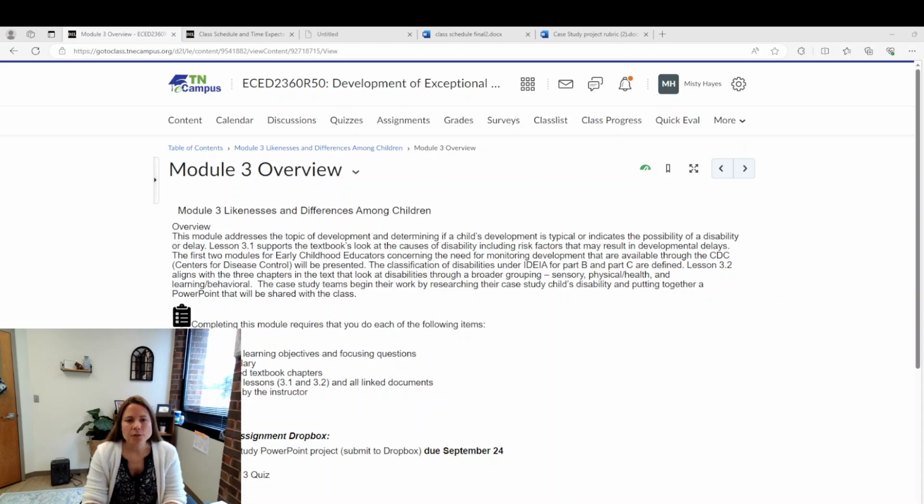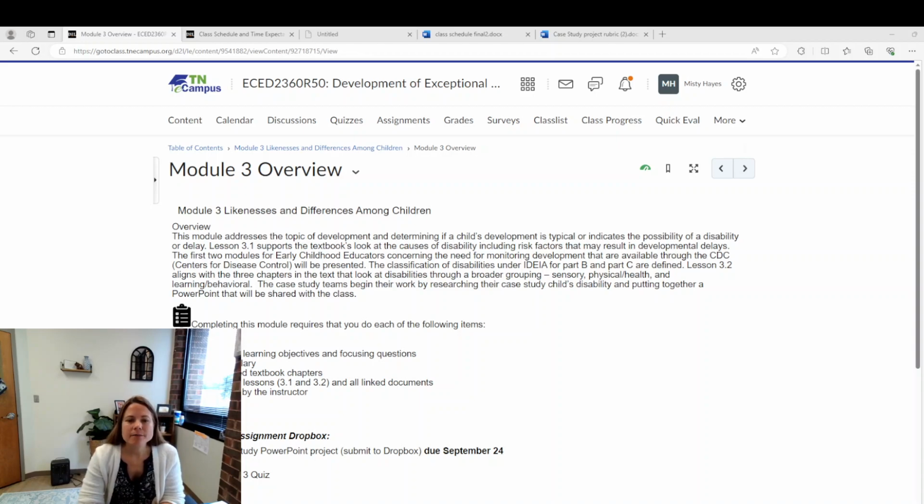So the first two modules, really we're talking about monitoring the development through CDC and what was presented and the classifications. Okay, so this is really going to focus on sensory, physical health, learning, behavioral, and this is where we start working on our case study child. And the first one, like I said, is going to be about the disability, and you're going to create a PowerPoint that talks about the disability. So this is what will be due for Module 3, so make sure you go watch the case study video.